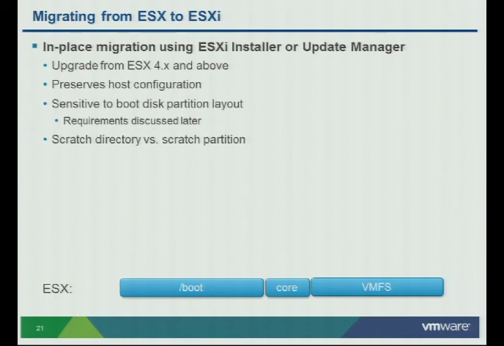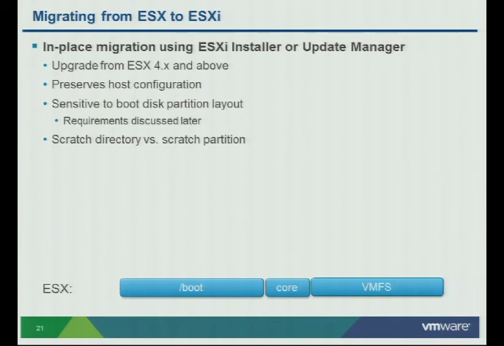When you do the upgrade from ESX to ESXi, let's go over what goes on under the covers there. So here I have an example of the ESX boot disk partition layout on the bottom here. Notice it's quite a bit different. I have a boot partition, I have a core partition, and I have a VMFS partition. So essentially when you install ESX, we create a boot partition, and then a core partition, and everything else gets created as a VMFS volume.